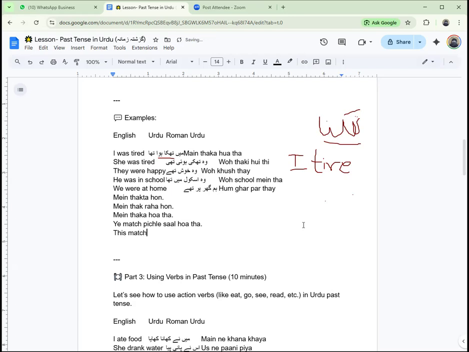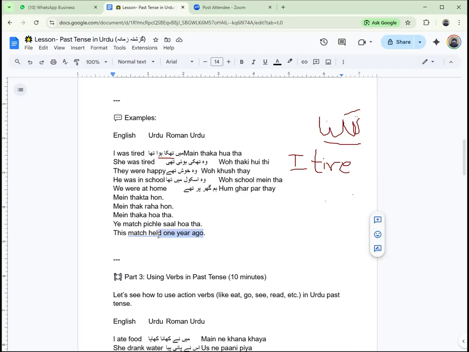This match held 1 year back or 1 year ago. We can use both. We can say 1 year back, or we can say 1 year ago. How do you translate pichle? This match held last year.